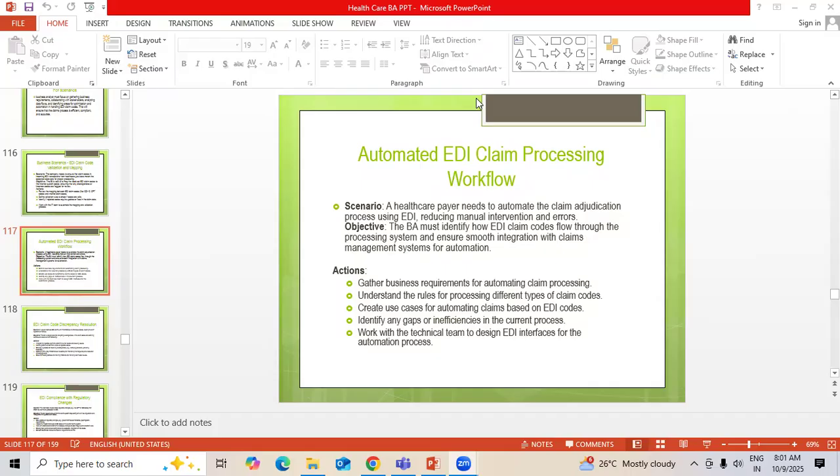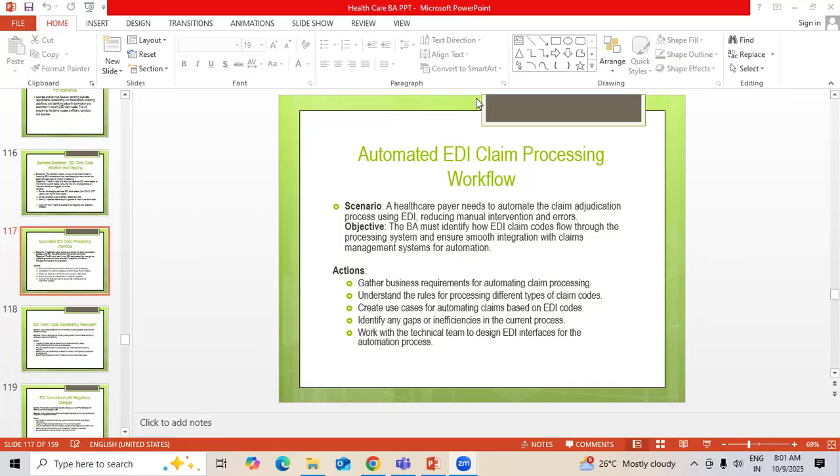When we are talking about the scenario part, a healthcare payer, nothing but an insurance company, wants to automate the claim adjudication process using different EDI files like 837, 835, all that. They want to reduce the manual intervention as well as errors.